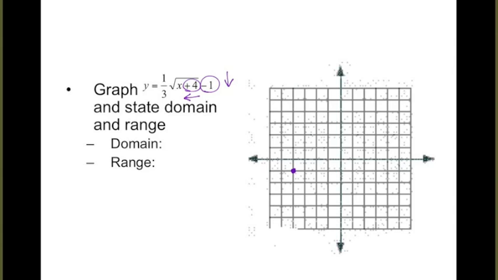Then we're going to want to make a chart. But when we make our chart, we're not going to use the whole function. We're only going to use the parts of the function that we haven't used yet. So we're going to use 1/3 square root of x. We've already used the 4 and the 1, so we don't need to use them again.